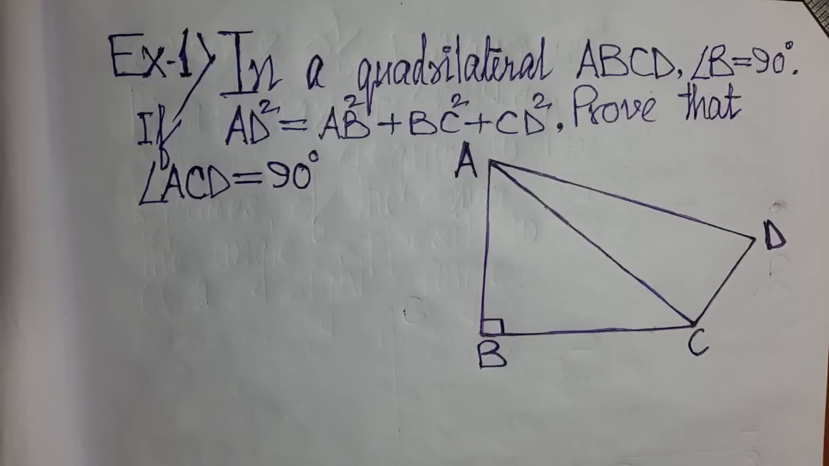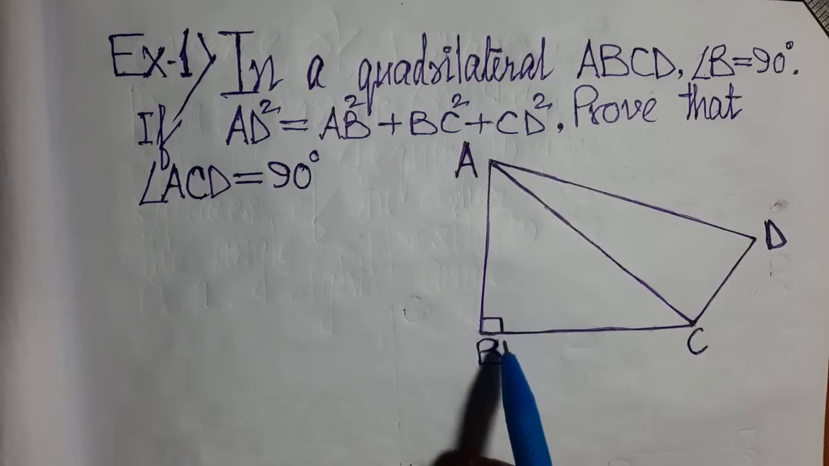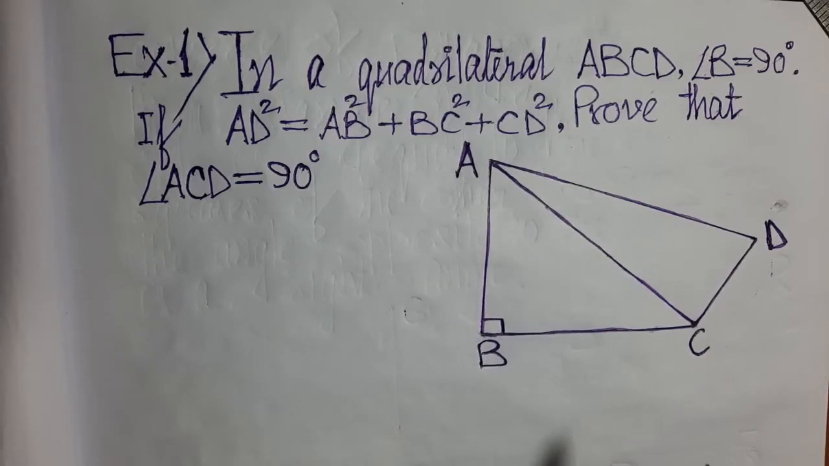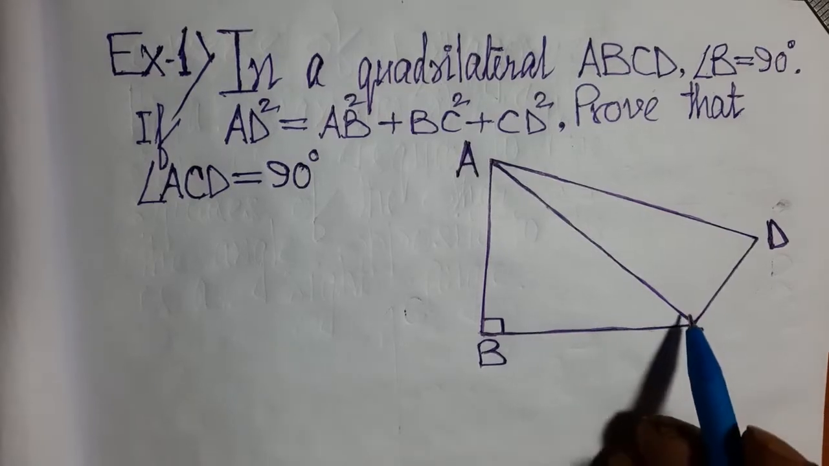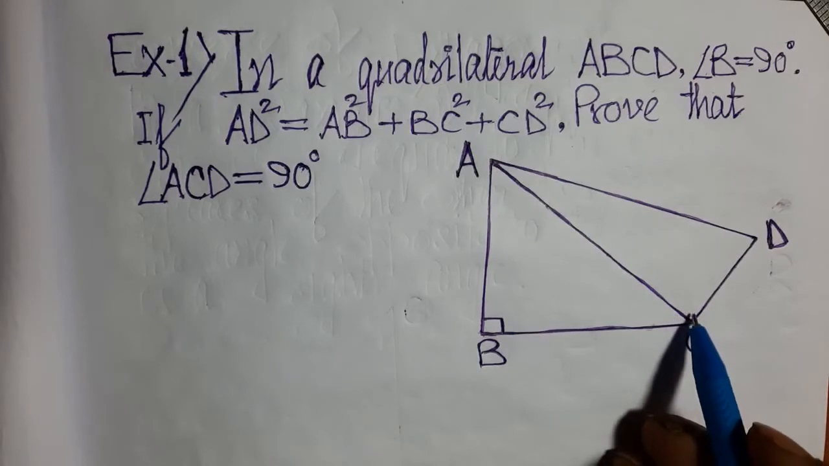Exercise 1. In a quadrilateral ABCD, angle B is equal to 90 degree. If AD square is equal to AB square plus BC square plus CD square, prove that angle ACD is equal to 90 degree.